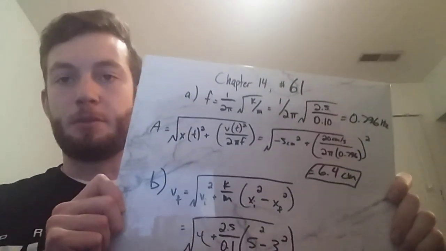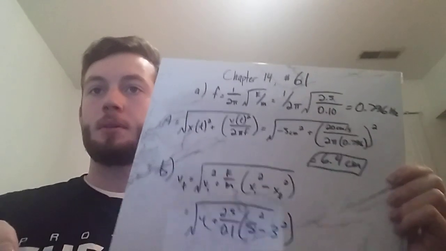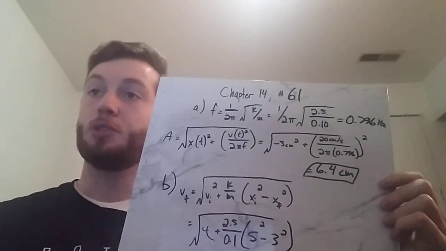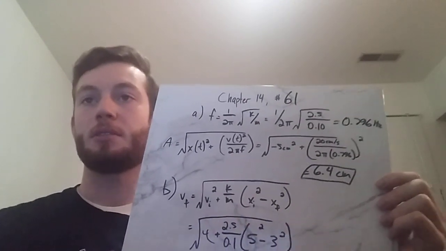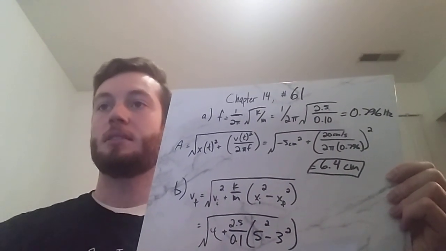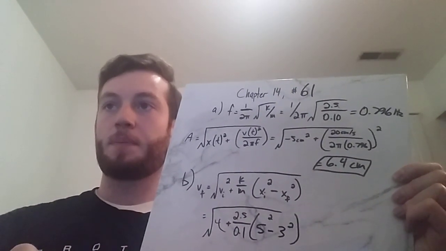Hi, this is an explanation for problem 61 in chapter 14. In this problem, it reads: a 100-gram ball attached to a spring with a spring constant of 2.5 newtons per meter oscillates horizontally on a frictionless table. Its velocity is 20 centimeters per second when x is equal to negative 5 centimeters. What is the amplitude of the oscillation?